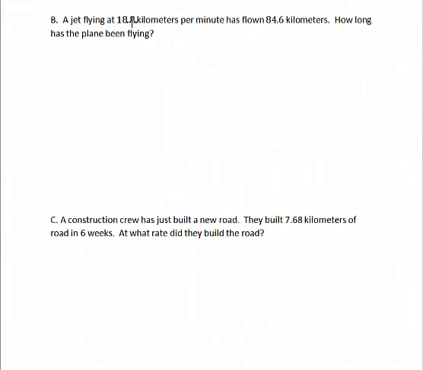B, a jet flying 18.8 kilometers per minute has flown 84.6 kilometers. How long has the plane been flying? So in this case, we're missing the time. Same formula, D equals RT. We have our distance. Kilometers is another unit of distance.